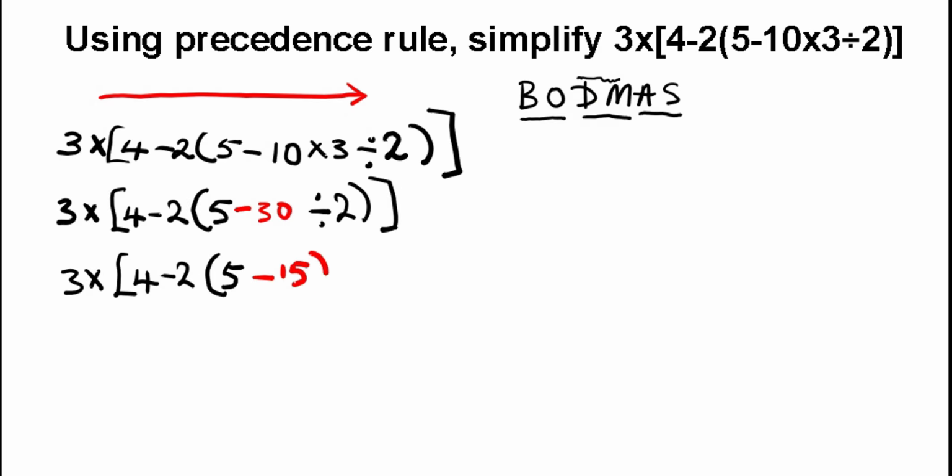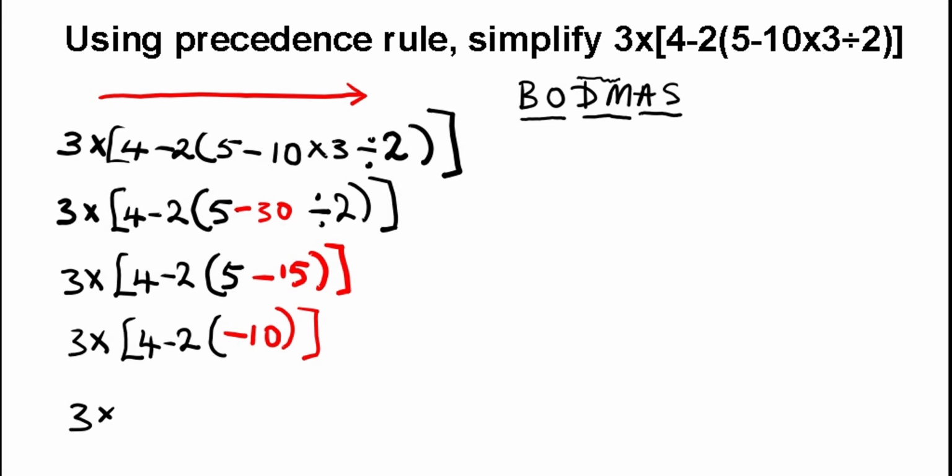You close the bracket. Then you repeat the numbers. 3 multiplied by, we have 4 minus 2. Then bracket opens. Here we now have 5 minus 15. When you subtract 15 from 5, you are going to get negative 10. You close your bracket. So you also repeat the same thing. We have 3 multiplied by bracket opens 4.